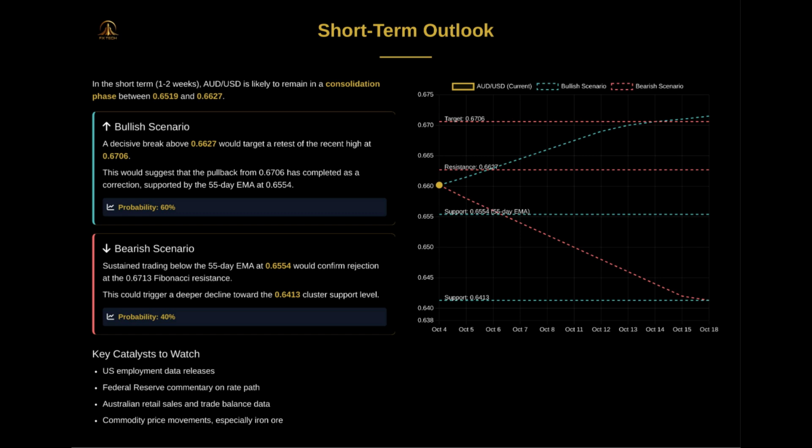In the bearish scenario, with a 40% probability, sustained trading below the 55-day EMA at 0.6554 would confirm rejection at the 0.6713 Fibonacci resistance and potentially trigger a deeper decline toward the 0.6413 cluster support level.